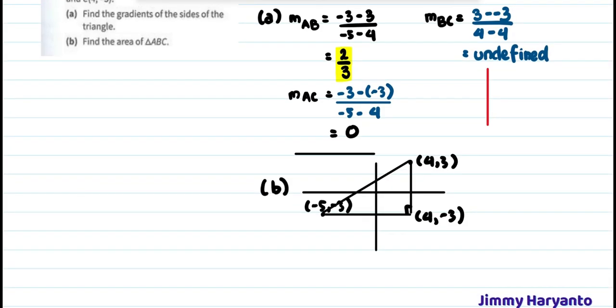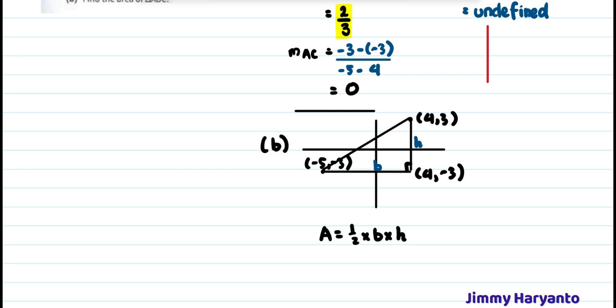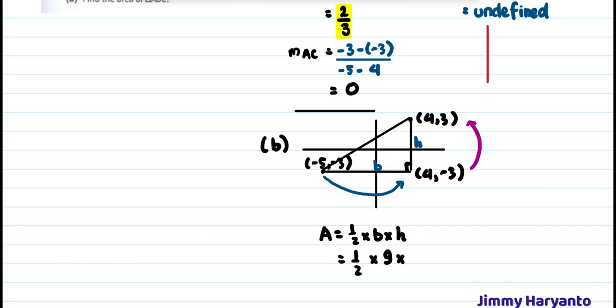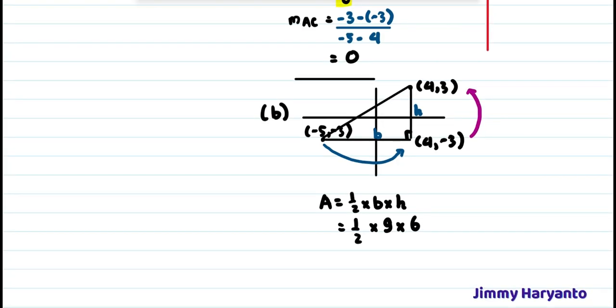That means to find the area, we can use half times base times height. This one is the base, this one is the height. The base starts from negative 5 until 4, so there are 9 steps, and this one from negative 3 until 3 has 6 steps. So the final answer is 27 square units. There you go, so the area is 27.